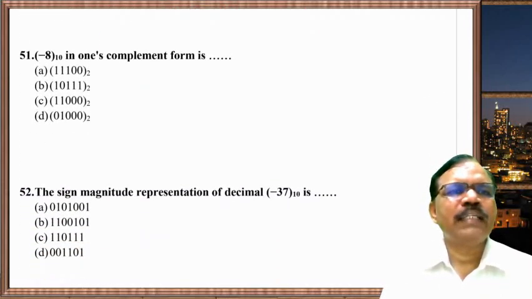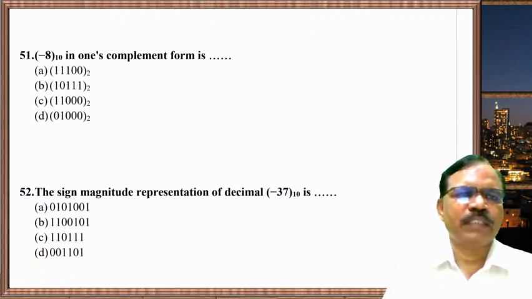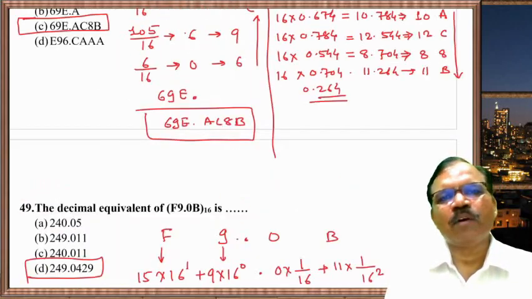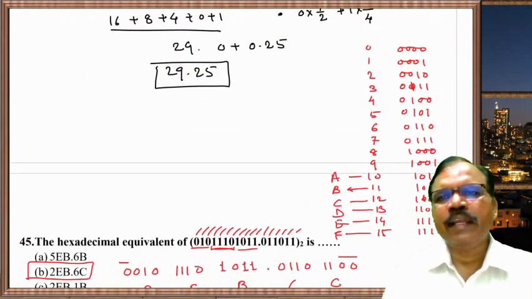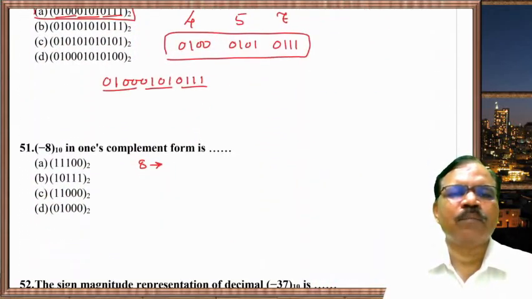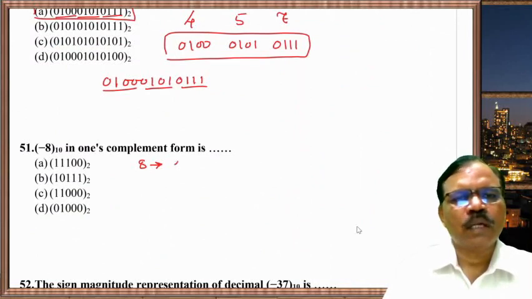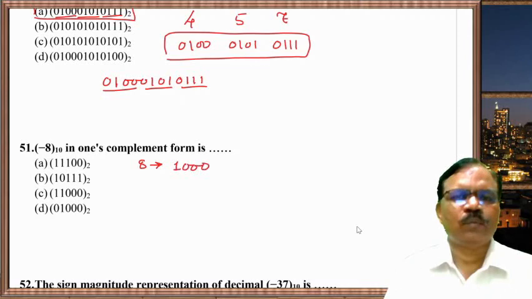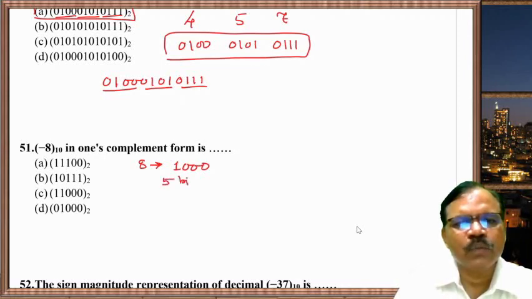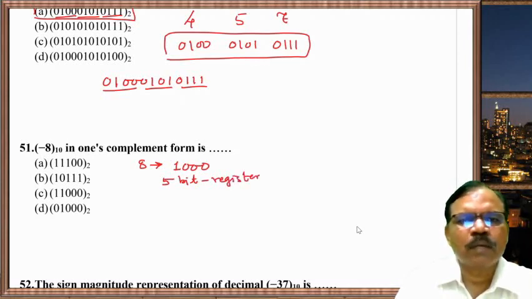Now next one, minus 8 in 1's complement form is. So first we have to take 8 in binary form. If we convert 8 into binary form, that is 1 0 0 0. So 8 in the binary form is 1 0 0 0. So this is a 4 bit number. So to give sign, we may add an additional bit. So we can take a 5 bit register, suppose. So 5 bit register.